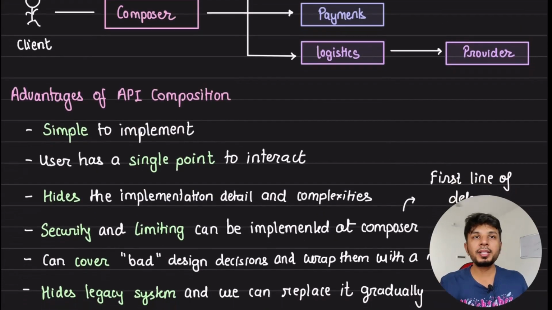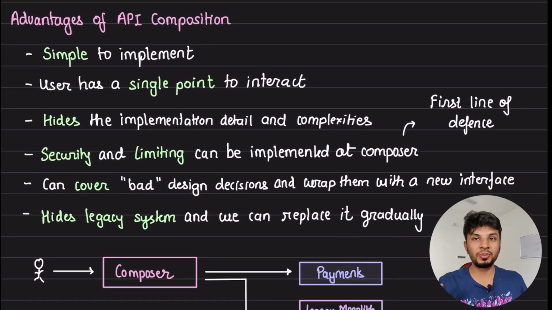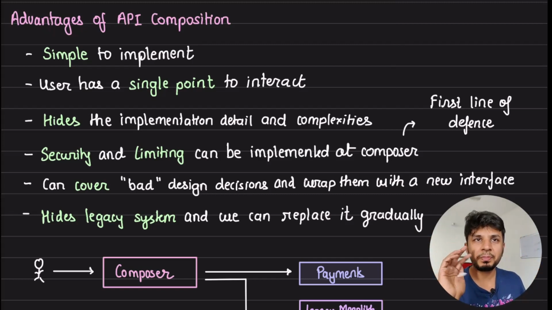Now let's talk about advantages of API composition. This is where things start to become very interesting. First of all, we'll start with simple: it is super simple to implement. We just add one API gateway. It would take care of fanning out, gathering all the responses, joining them and sending it back. Pretty straightforward to implement.